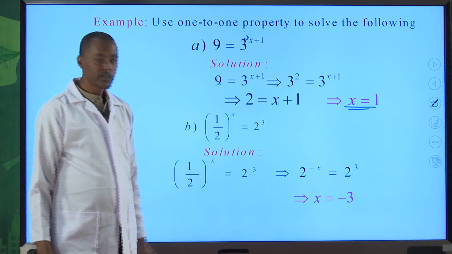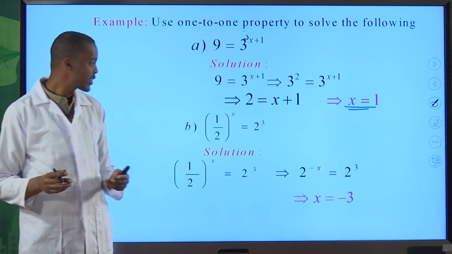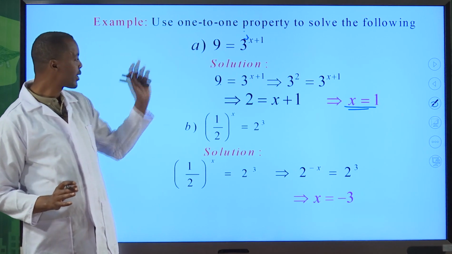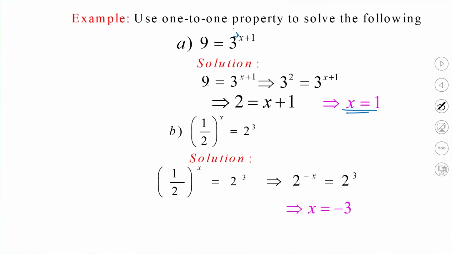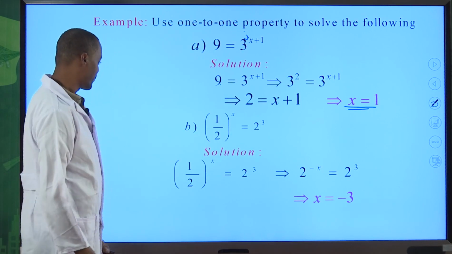We are able to solve this problem by closely understanding the behavior of the exponential function. That is the one-to-one property of the exponential function. It paved a way for us to be able to solve this problem. Let us see another example, b, which is a half to the power of x is equal to 2 cubed.